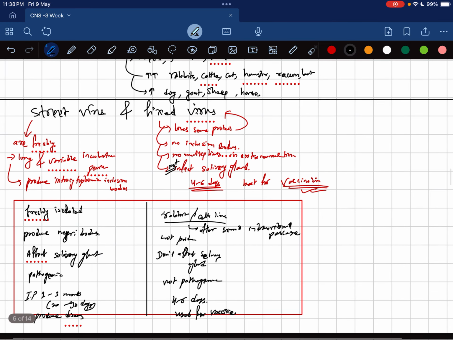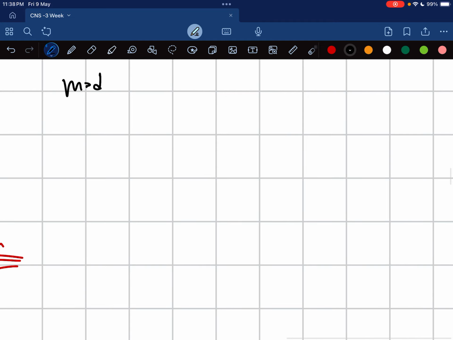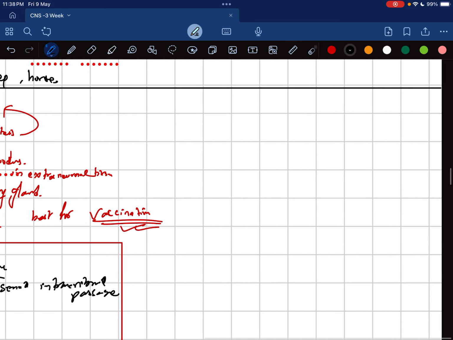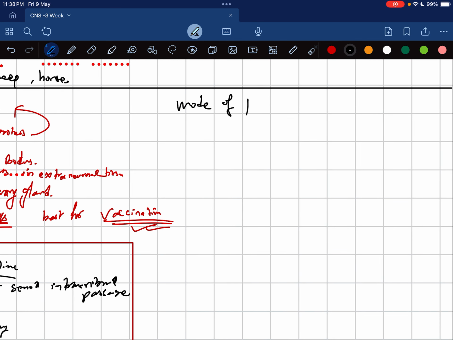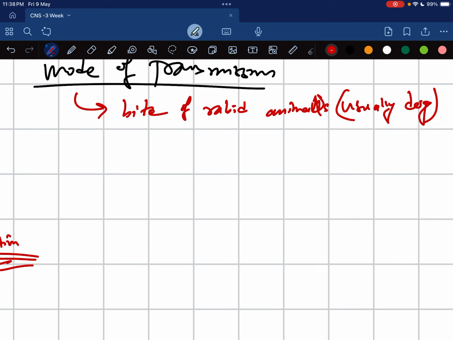Now we are moving on to the mode of transmission for the rabies virus. It is mainly transmitted by the bite of rabid animals, usually dogs, or by contact with the saliva of the rabid animals, like licking.